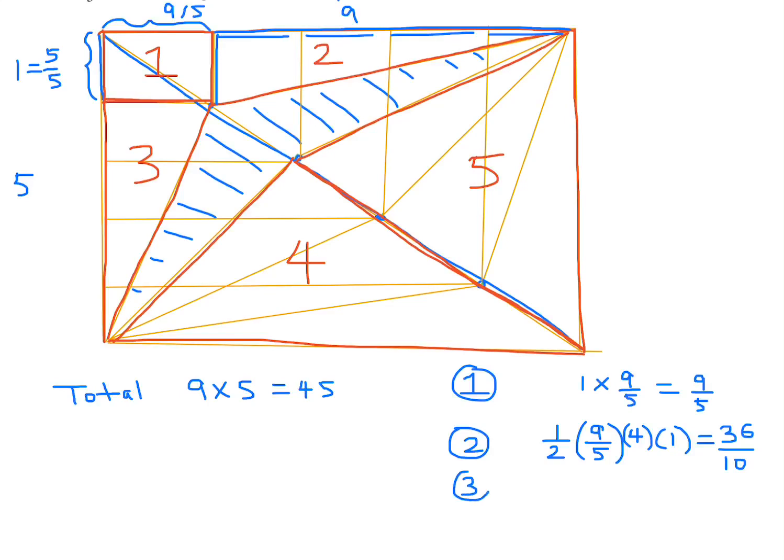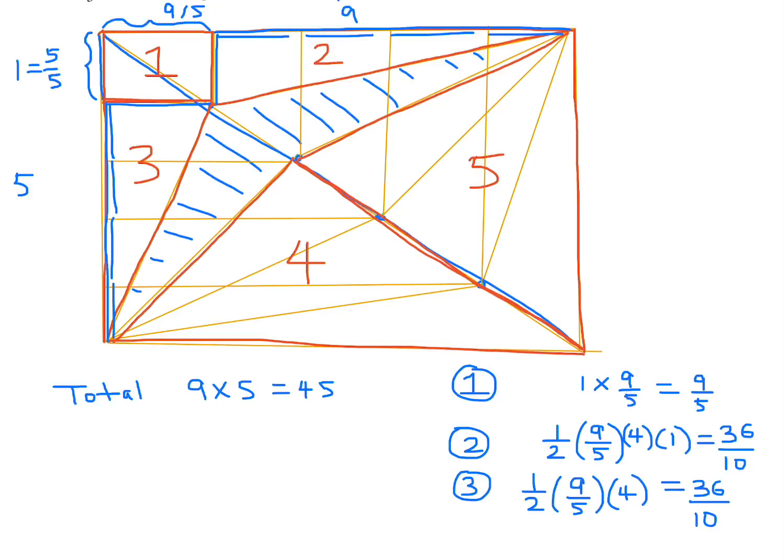Now let's figure out 3. 3 is also a triangle. The base, let's say that's the base. That'd be 9 over 5. The height, we can call that the height. That would be 4, because each of these is 1, so this is 1, 1, 1, and 1, so that's 4. And this gives you also 36 over 10.